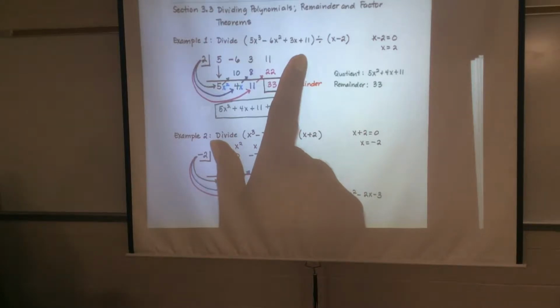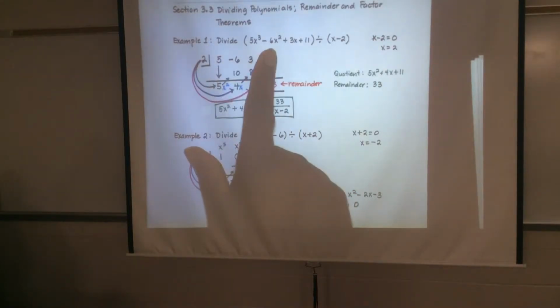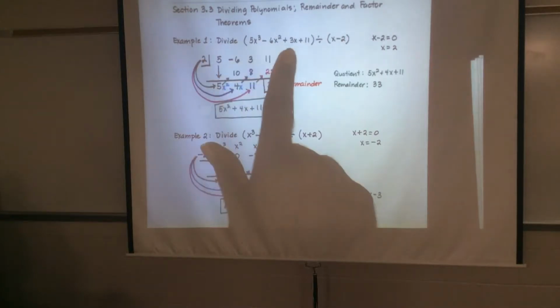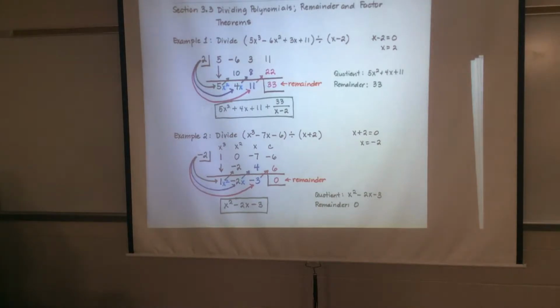So in this case, I'll write down the numerical coefficients. There are no missing terms here. So for x cubed, it's going to be 5. For the x squared, negative 6. For the x's, 3. And your 11 is going to be your constant term.